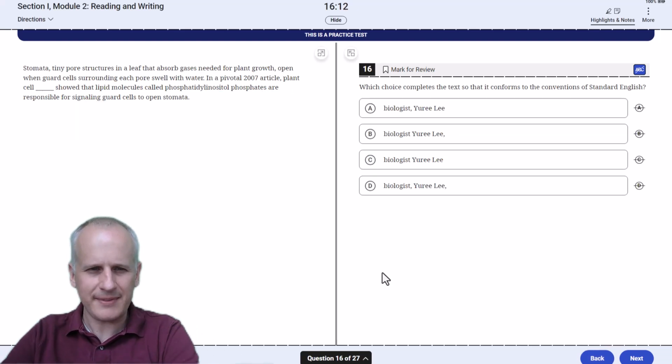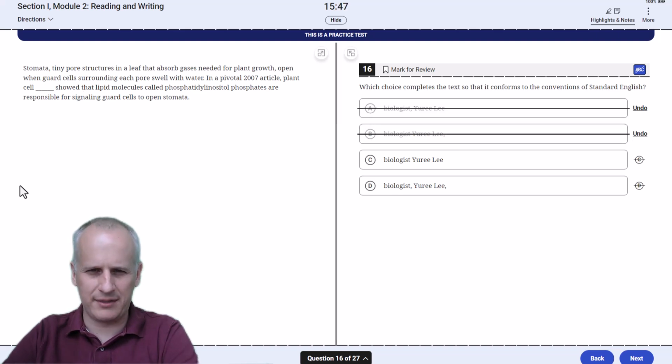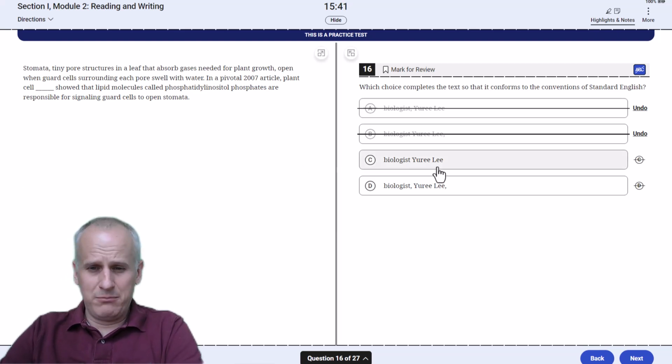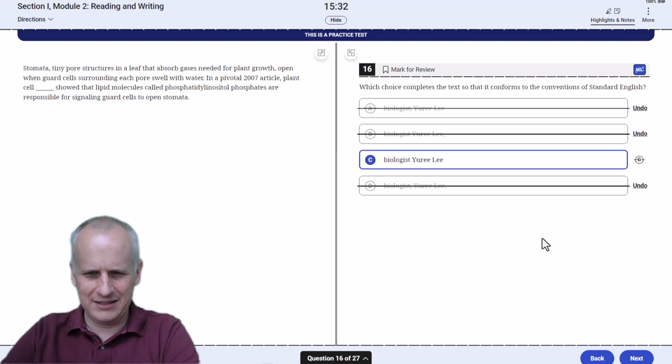And we move back here to consider a relatively straightforward one, ultimately. Again, we don't really care about the introductory sentence, so we just have, "In a pivotal 2007 article, plant cell biologist Yuri Lee." If we put a comma between biologist and Yuri Lee, it makes it sound like there are two different people. It's really just one. If we have a comma between Yuri Lee and showed, we create what is known as a comma splice, and we don't want to separate the subject Yuri Lee from its verb showed in that fashion. Biologist Yuri Lee, no punctuation, showed, that makes sense. And if choice D were correct, then we'd have a biologist and Yuri Lee separated, and we don't want that. It is Yuri Lee who is the biologist, which is why the correct answer here would be C.